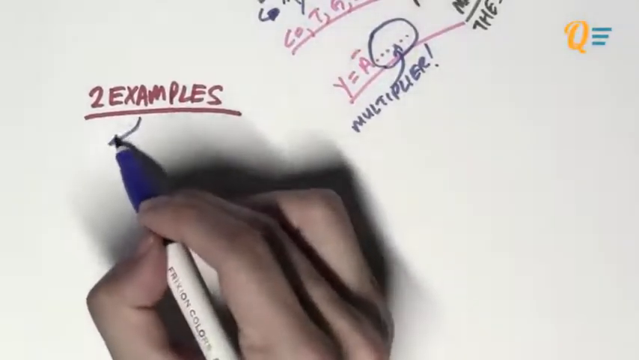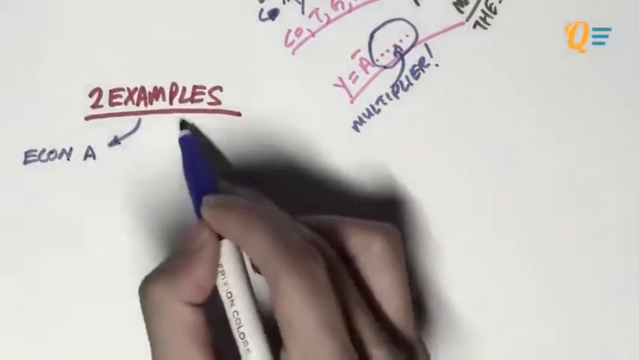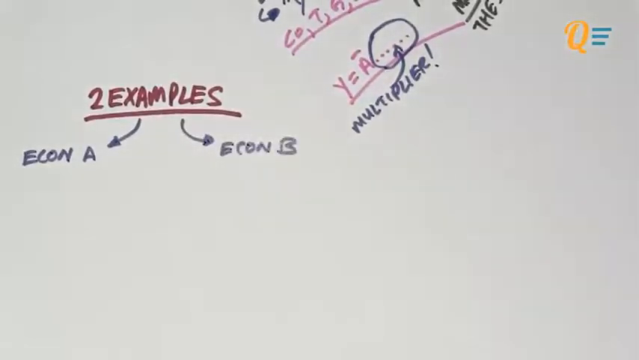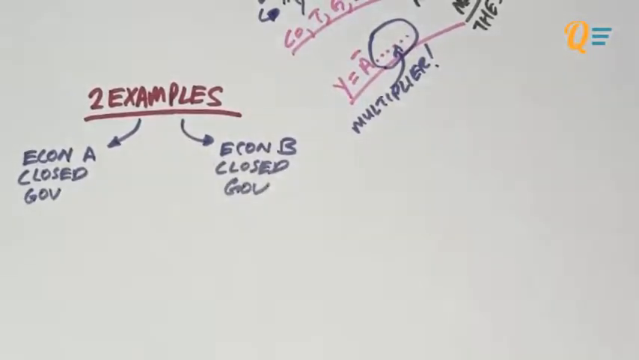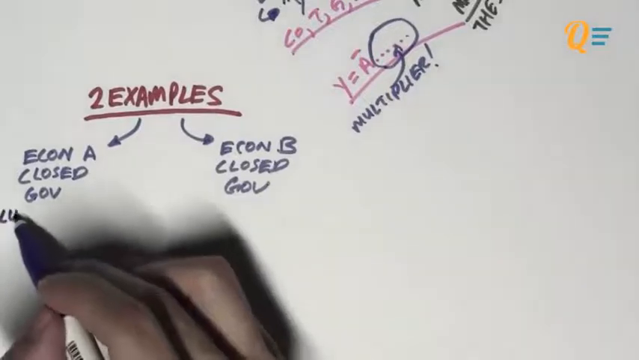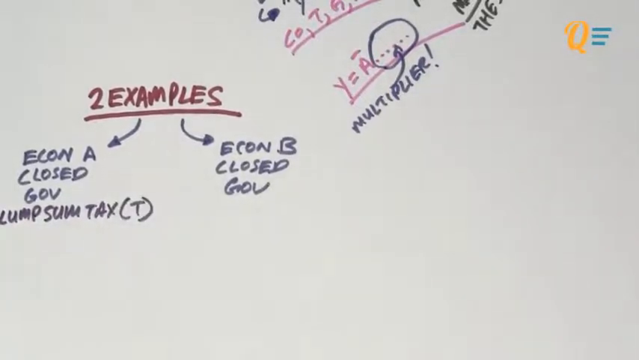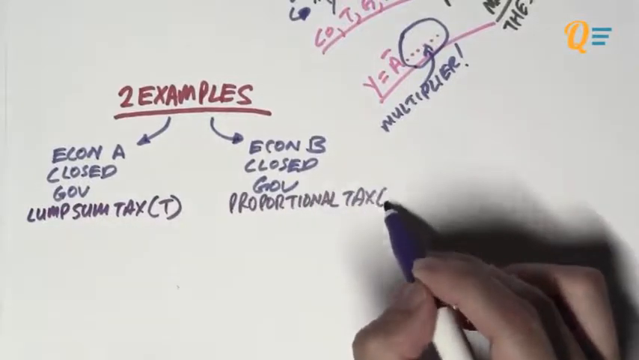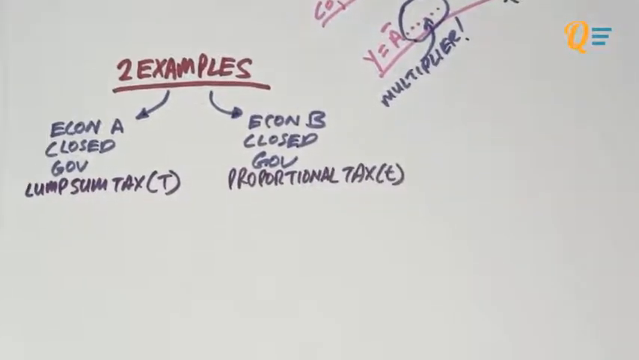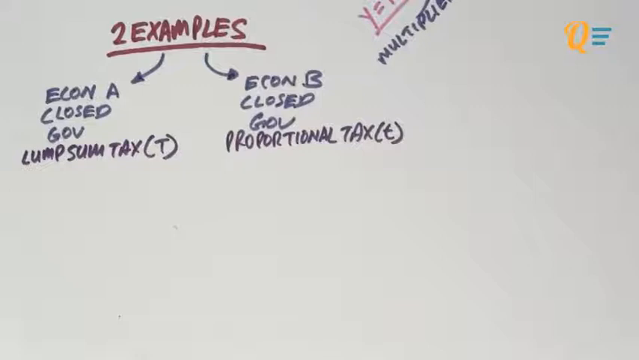Now let me use 2 examples to show you how this is going to work in action. Okay, so we've got 2 examples. We've got economy A and economy B. Let's assume that both economies are closed and there is a government in both economies. Now the only difference is that economy A is going to have a lump sum tax, right? And economy B is going to have a proportional tax. So let's start with economy A first.